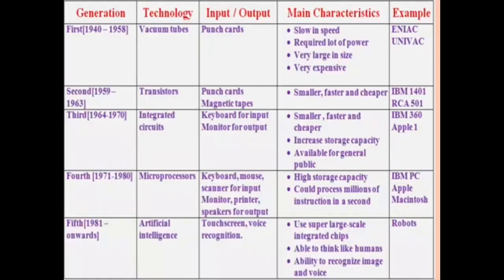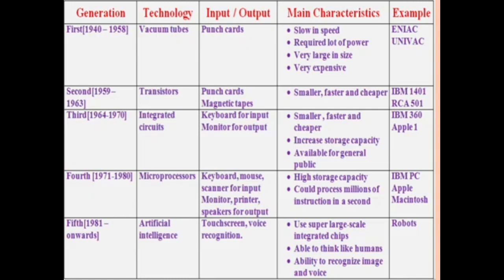Okay. The next one is a short recap of the generations of computer. Today's class, no. So generations, technology, input and output, what the main characteristics are and what the examples are. See, the first generation period is 1940 to 58. In this period, the first generation computers were used. The technology name is vacuum tubes. Here for input and output they used punch cards.